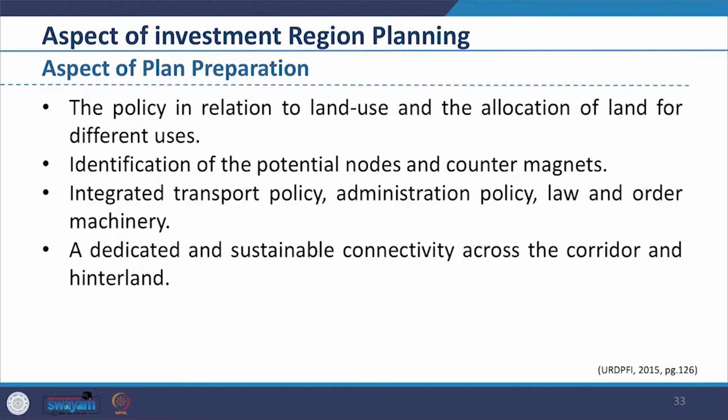As per the recommendation in URDPFI guidelines, the planning process should include the following key elements essential to promote growth and balanced development of the region, namely the policy in relation to land use and allocation of land for different uses, identification of potential nodes and counter magnets, if counter magnets are required for decongestion for the future, and proposals for development.